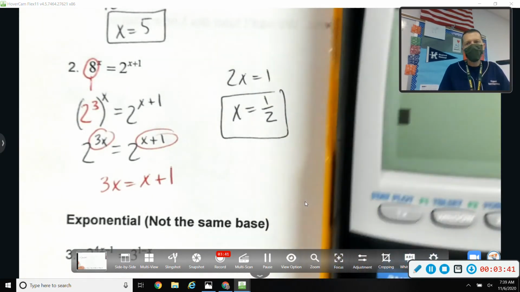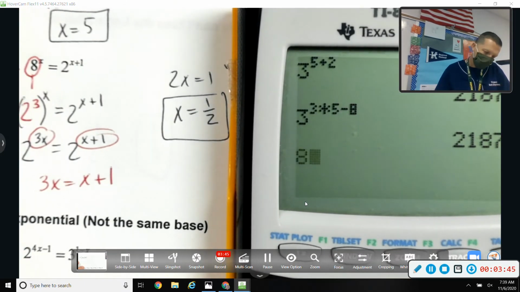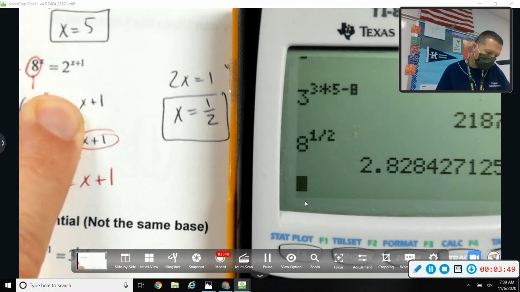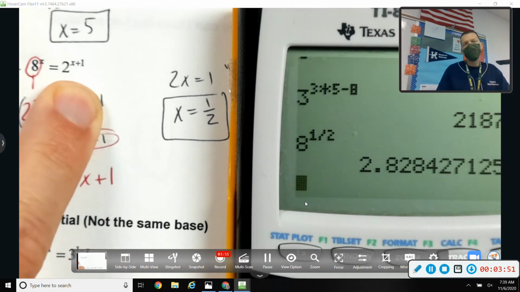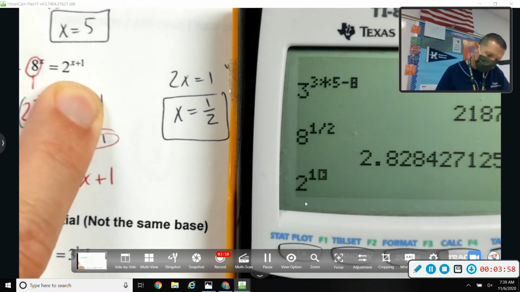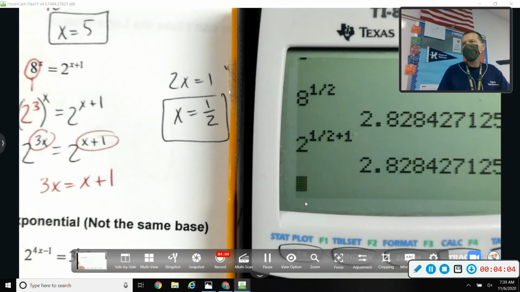And again, you have a calculator if you want to check. So I'm going to plug it back in. 8 to the 1/2. Is that a weird decimal? Maybe that makes me a little nervous, but let's plug in the other side and see if we get the same weird decimal. 2 to the 1/2 plus 1. Oh, same weird decimal. So I feel confident about my answer.